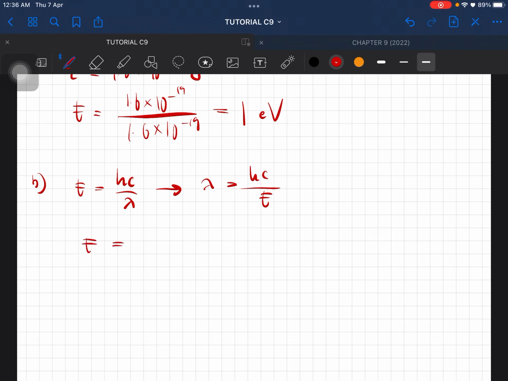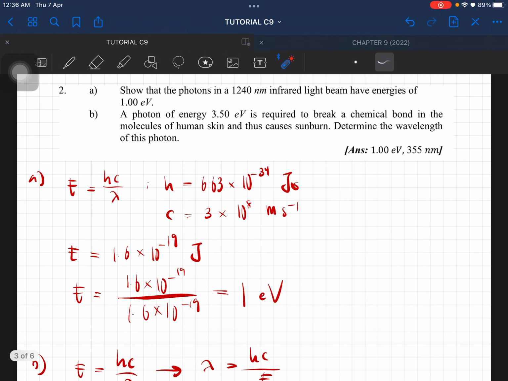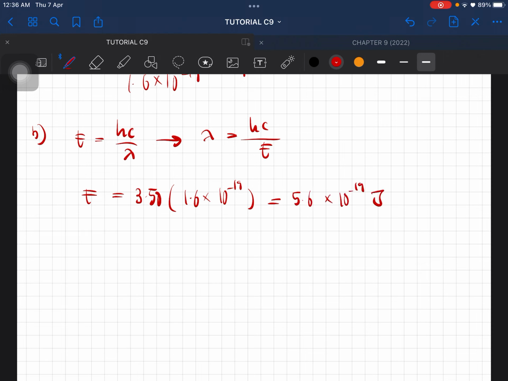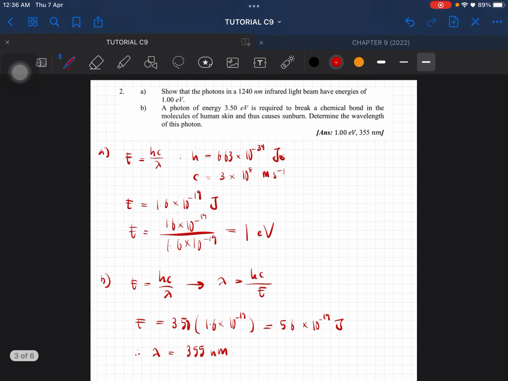So energy is just 3.5 times 1.6 times 10 to the power of negative 19. Why? Because the energy is given, but it is in electron volt. So we need it in joule, so that's why we times it with 1.6 times 10 to the power of negative 19. That is going to give us 5.6 times 10 to the negative 19 joule. And then in conclusion, this is going to be equal to 355 nanometer. All right, so that is the solution for question number 2.